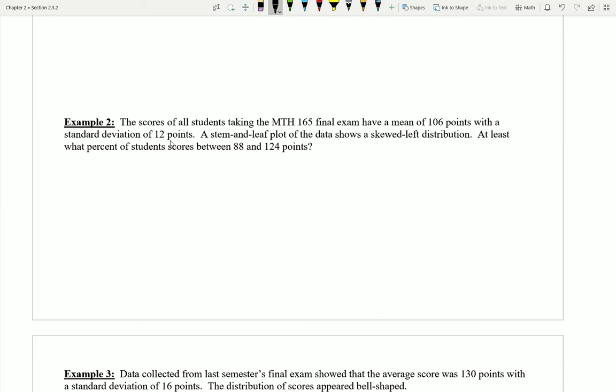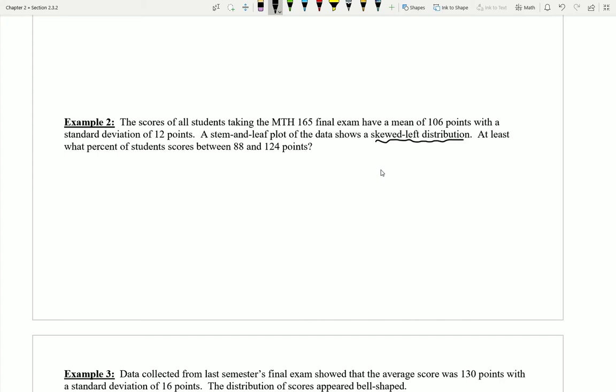That's the general meaning of the standard deviation. Now, let's suppose that a stem and leaf plot of the data shows that we have a skewed left distribution. At least what percentage of students score between 88 and 124 points?